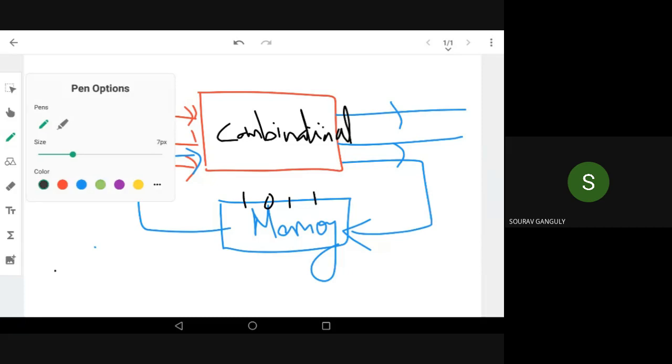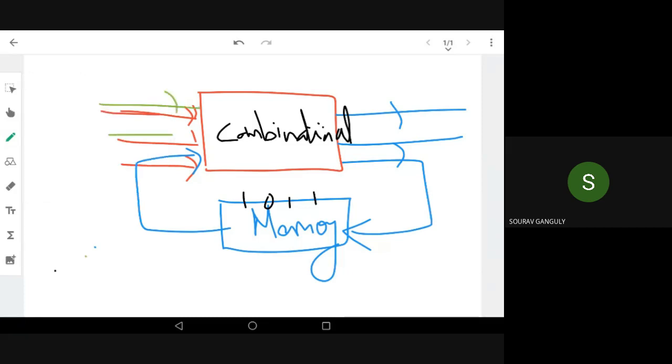Your present output is a function of present input as well as previous input or previous output. That is memory. So this is the sequential logic which I was showing. Sequential logic is nothing but a combinational logic with some memory elements, some registers, or maybe some inverters back to back. I'll explain how the memory is designed using inverters. So this is about sequential logic.